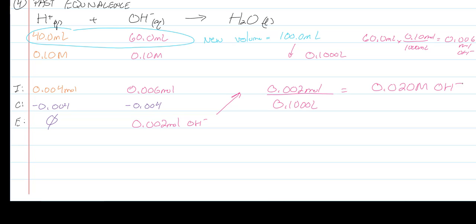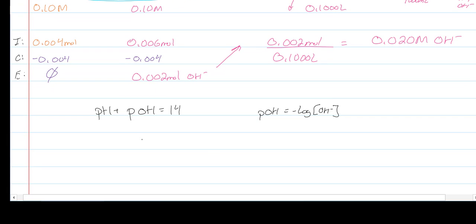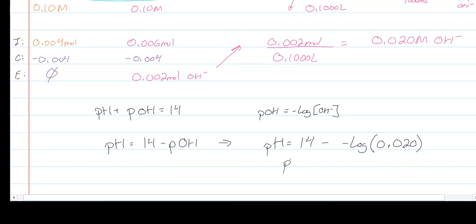Well, how do I do the pH? Well, remember, pH plus pOH is 14, right? And the pOH is the negative log of hydroxide. So the pH would equal 14 minus the pOH. So the pH would equal 14 minus the negative log of 0.020. So our pH would be 12.3 in this case. And there we are.